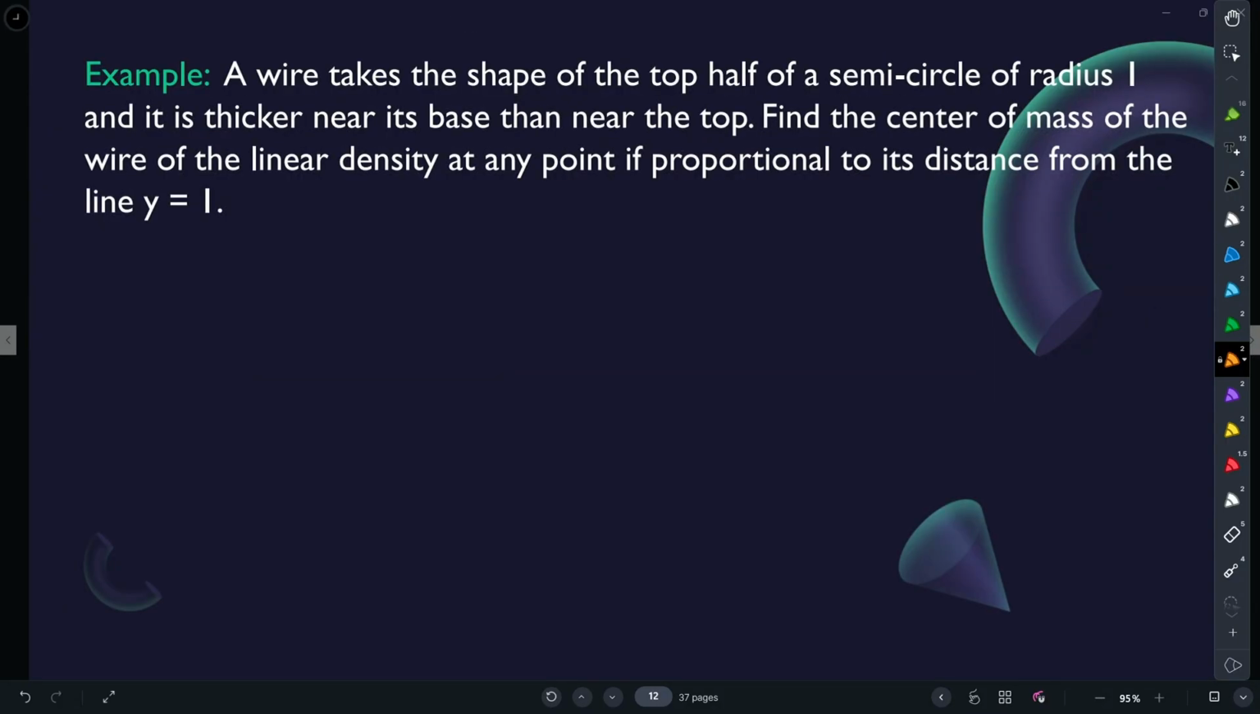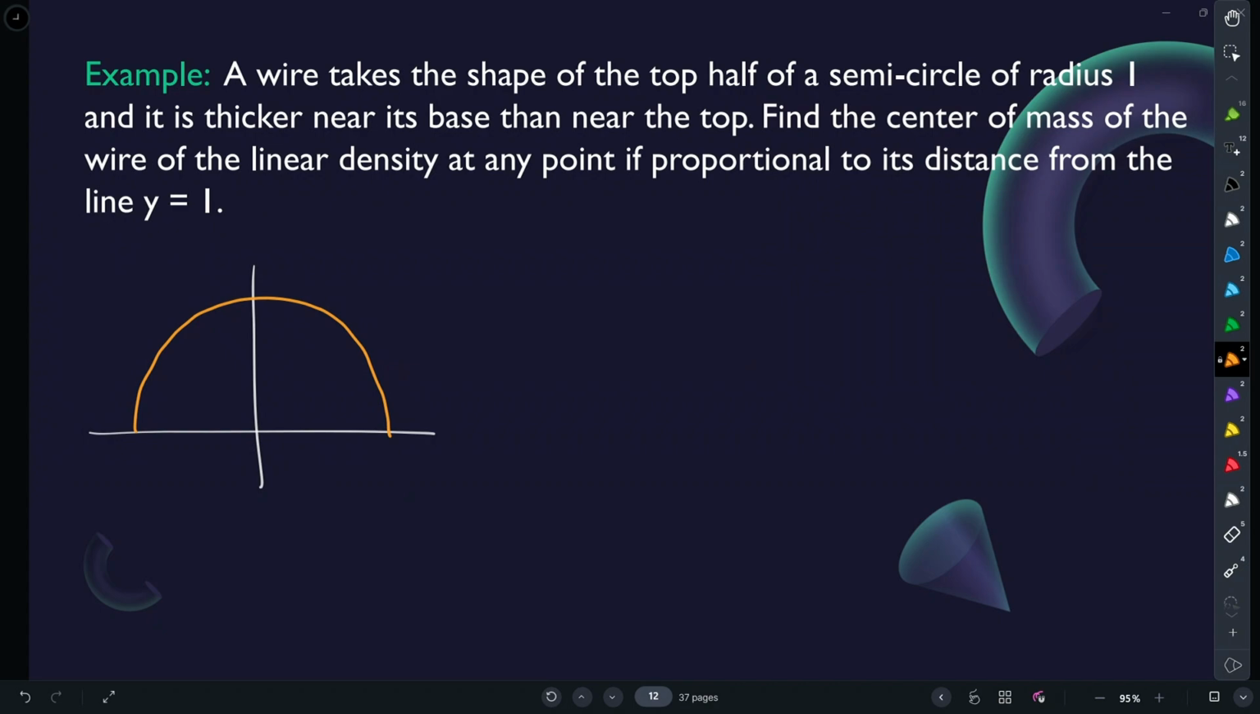So for example, let's say that a wire takes the shape of the top half of a semicircle of radius 1. It is thicker near the base than near the top, and in fact, the density is proportional to the distance to the line y equals 1. So what does it all mean? We have, again, a wire that is just the top half of a circle of radius 1. So the path is like that.